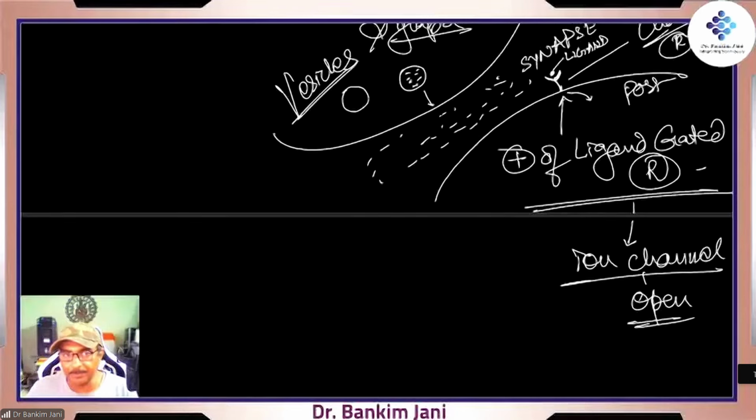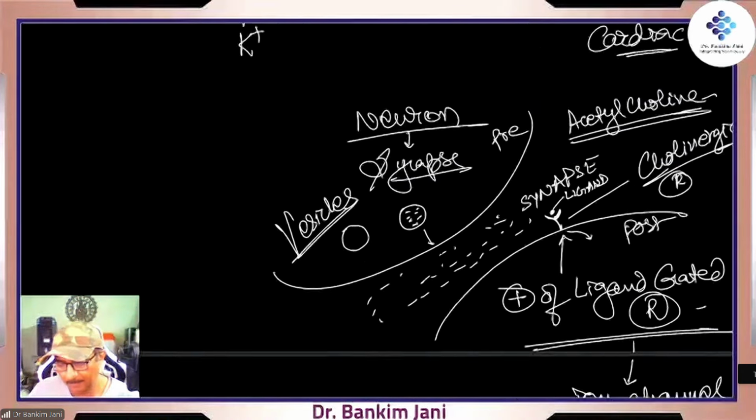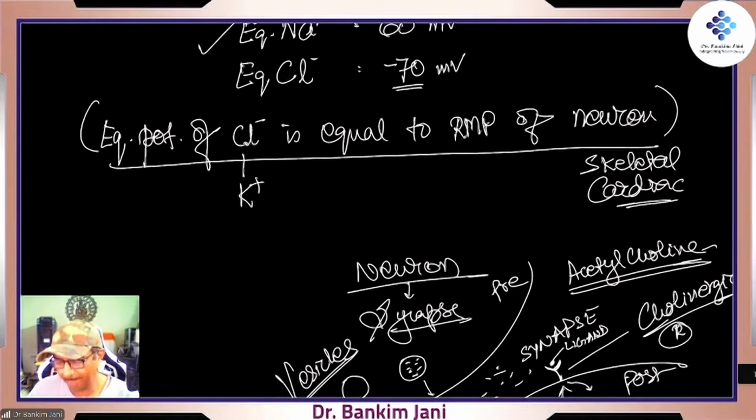So far, any problem? All good? Go ahead. Above, can you just scroll it? Above you have written, see, where the equilibrium potential of chloride was equal to RMP of neurons. Here, why have you written skeletal and cardiac? Because we said that the equilibrium potential of potassium is equal to the RMP of skeletal and cardiac. Okay, okay. Yeah. So that was the thing.